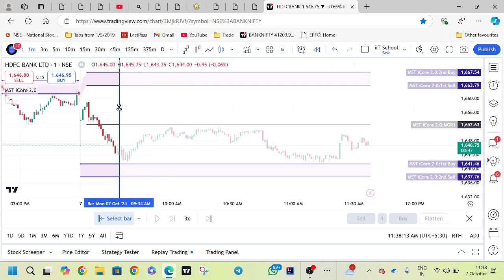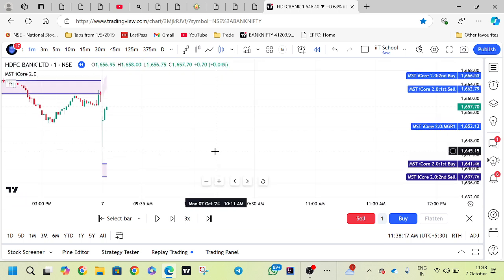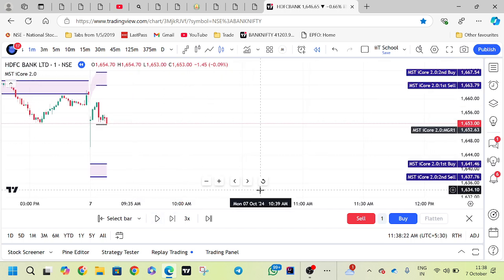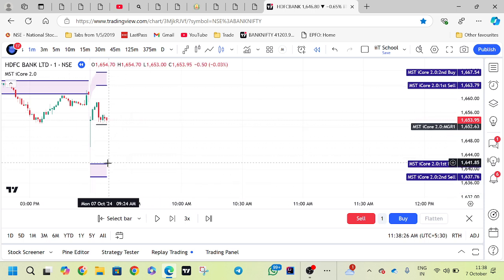Next, I will just open the market and show you as if the market has just opened. Okay. Now I am making the market run. Now we are ready. The indicator is ready: if the market is coming down to 1641, we have to buy. If the market is going up here, we have to sell. At 1663, we have to sell.